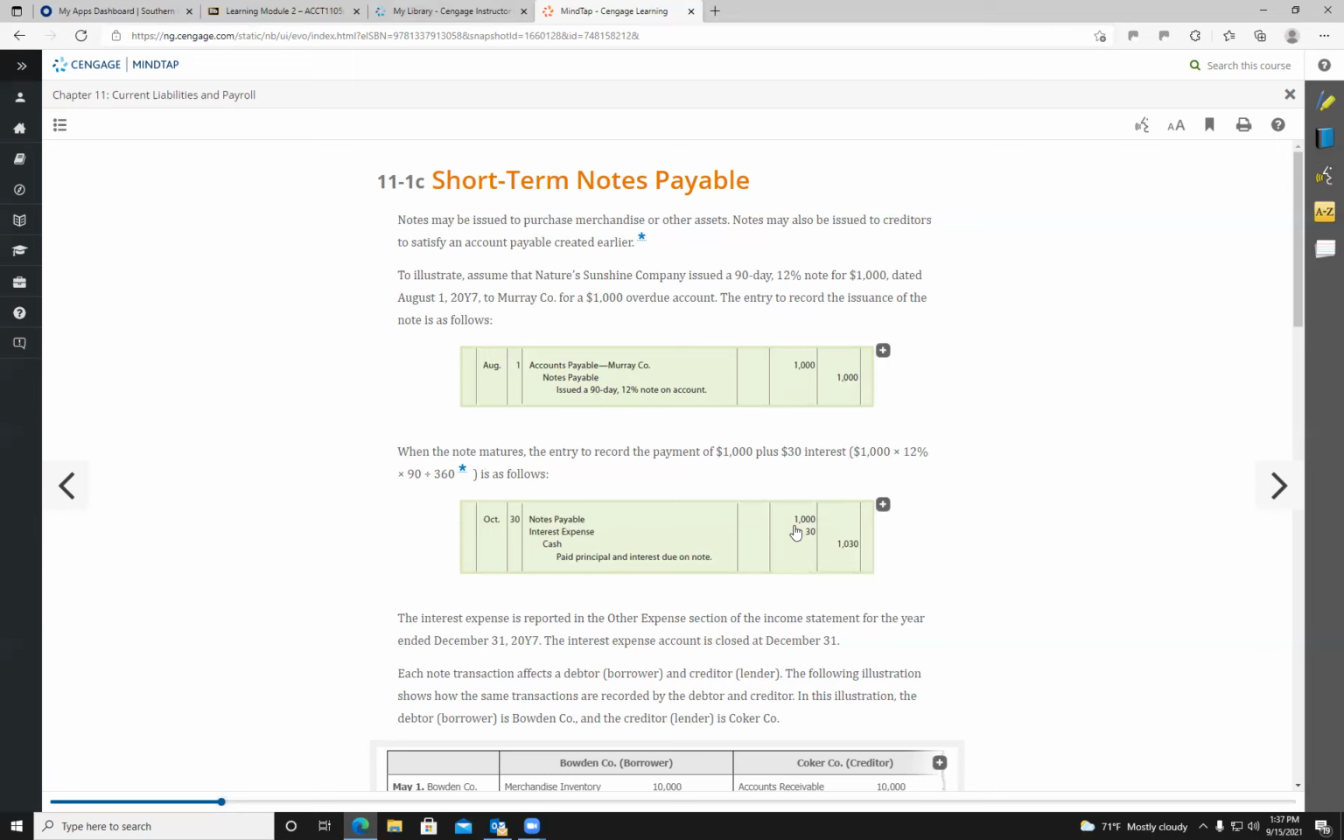Okay. But the $30 interest is an expense. So we're going to hit that using the interest expense account. And that's where we're going to record the $30 that we accrued in interest. And then our offset is obviously cash because we're paying the note. So we're paying in cash. And the total amount of cash we're going to pay for this note is $1,030.